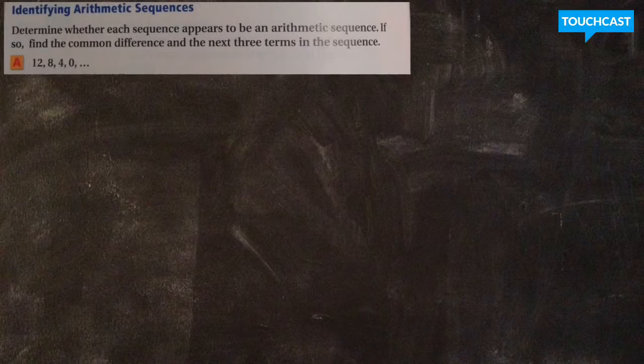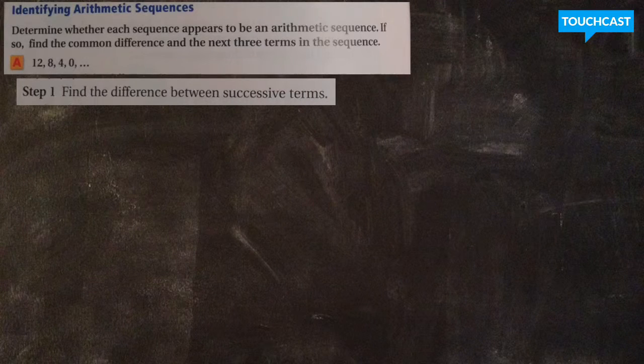Let's look at our first example, identifying arithmetic sequences. We need to determine whether the sequence appears to be an arithmetic sequence, and if it is, we need to find the common difference and the next three terms in the sequence. So we've got the sequence 12, 8, 4, 0. Our first step is to find the difference between the successive terms.